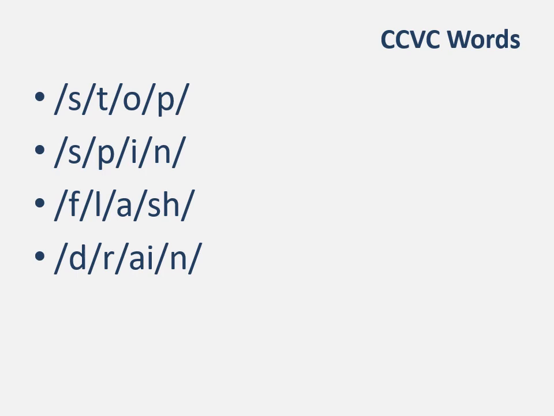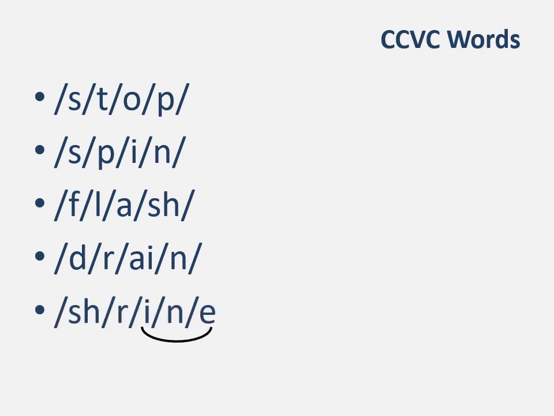We have d, r, a, n. Now the a is made by a vowel digraph, but the consonants here, d, r, are next to each other. We can hear them, and if you can't hear them, just feel what your tongue is doing as you say the word. So you have adjacent consonants there.